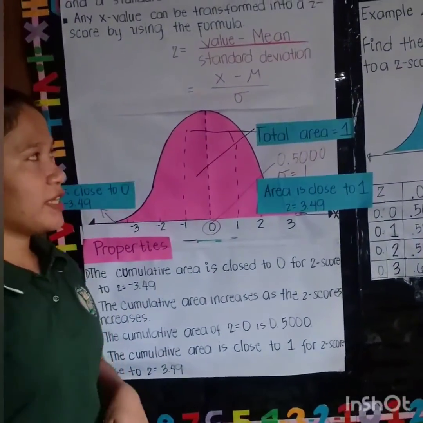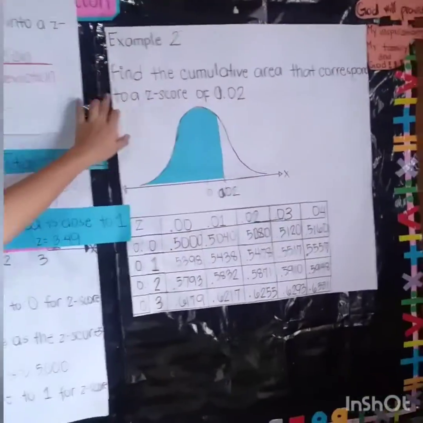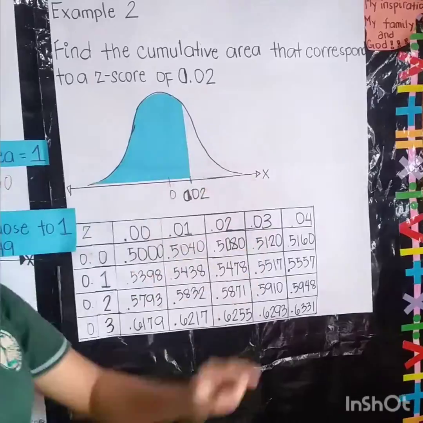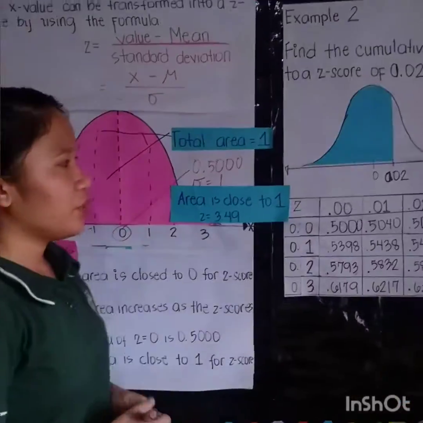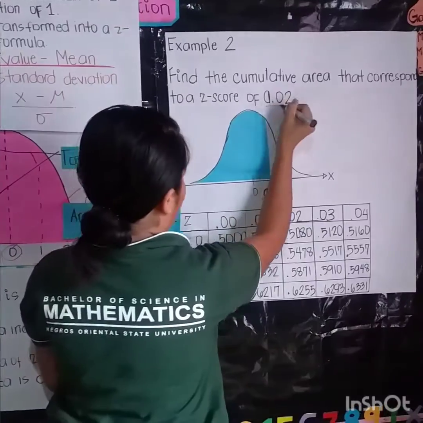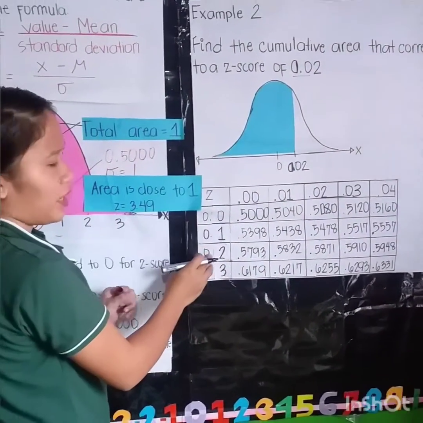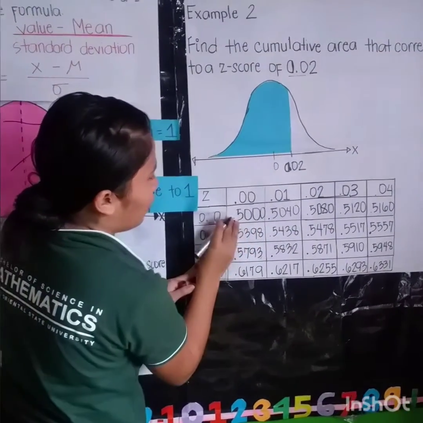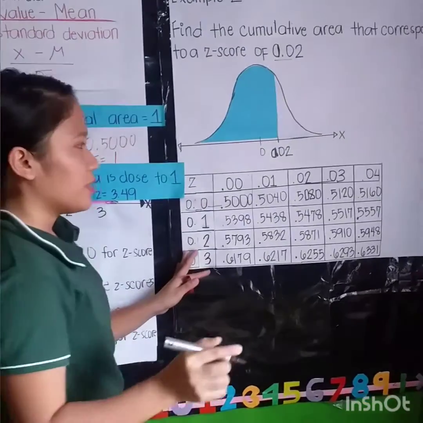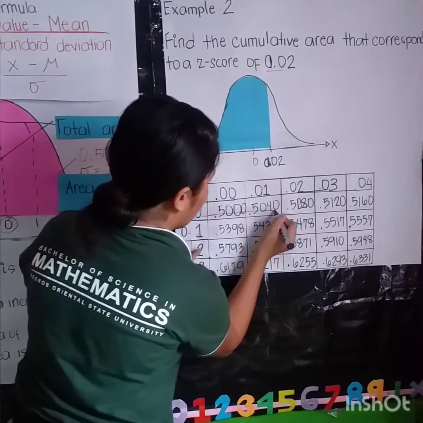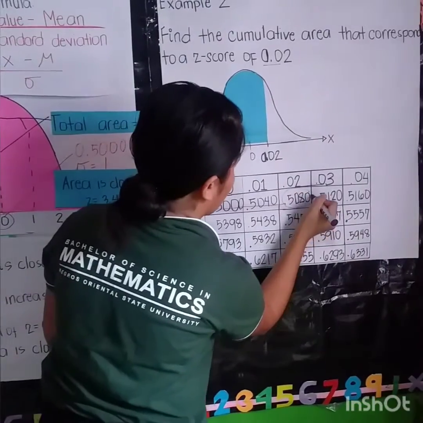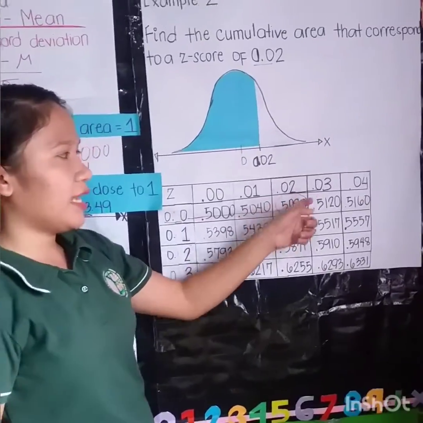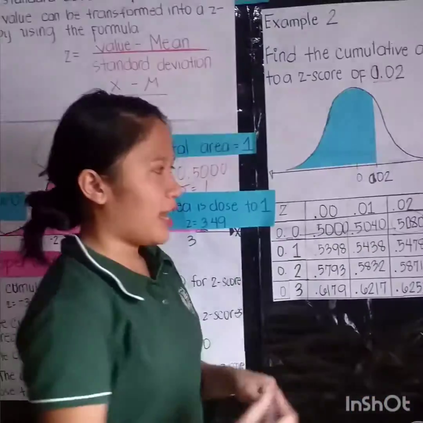Now I have here an example. For example 2, we will find the cumulative area that corresponds to a z-score of 0.02. First, you will find 0.0 in the left-hand column. Then, you will move across to the column under 0.02. We find it: 0.5080. That is already our area.